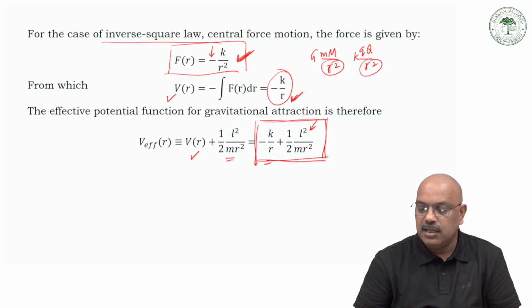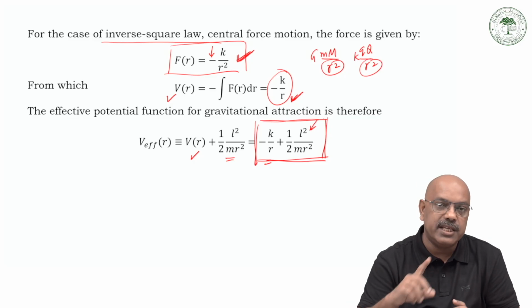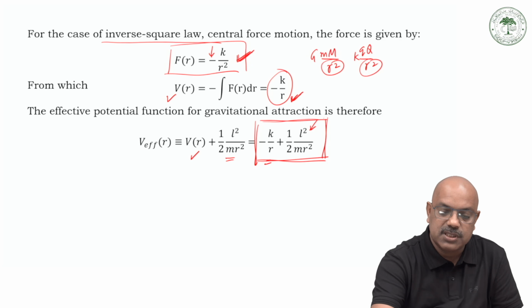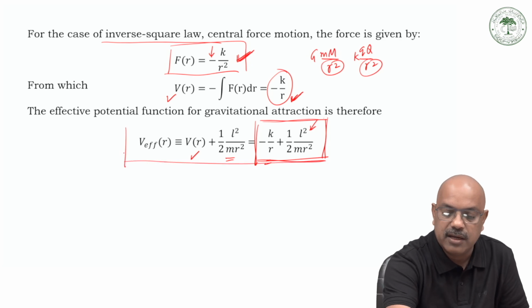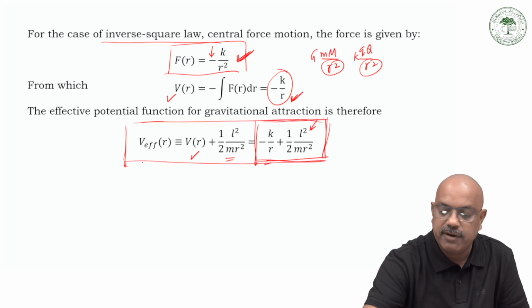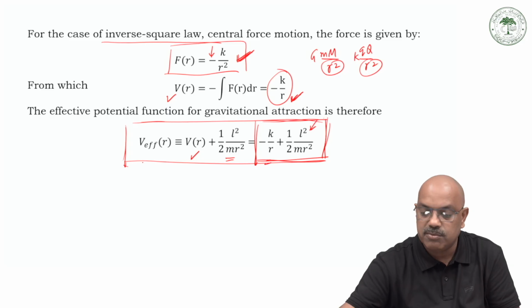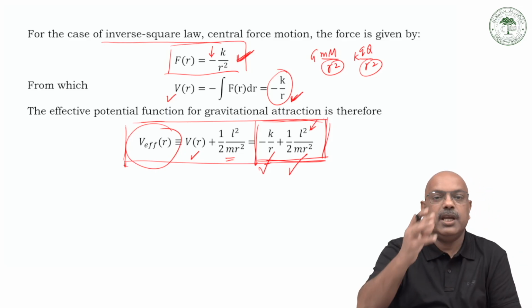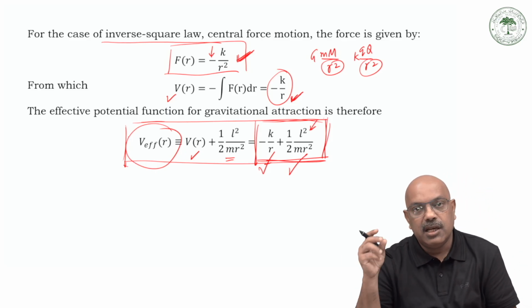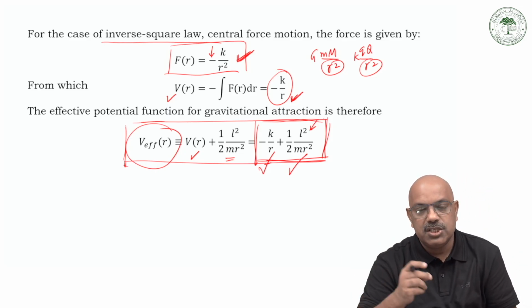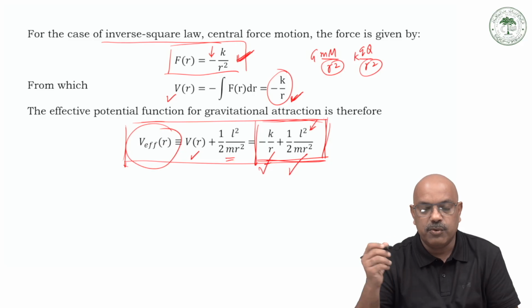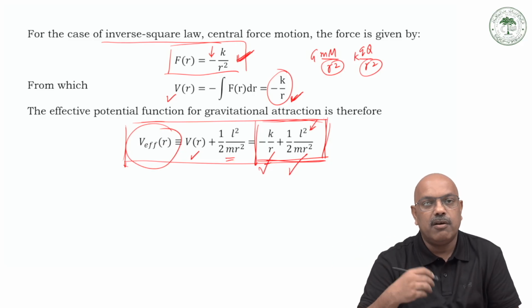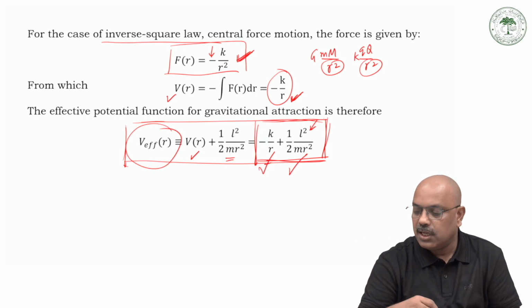Okay, so I think I'll stop here, and in the next class I'll start from this position: if I have an inverse square force and the effective potential is acting on the system, and I plot this potential, what effective potential am I going to get, and if a particle comes into this potential with a certain energy, what kind of trajectory is it going to have.